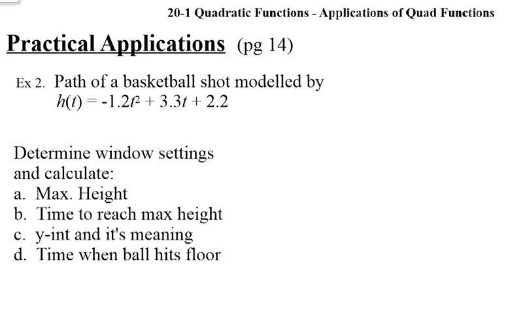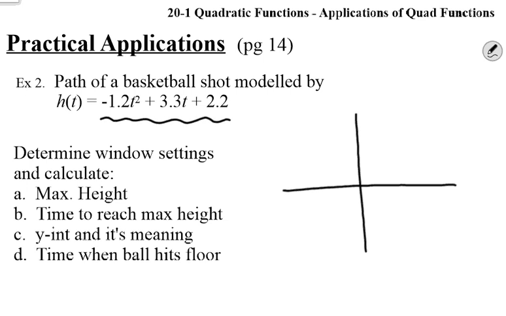We're looking at example number 2. So the path of a basketball shot is modeled by that quadratic function. So we have to have an understanding, first of all, of what the parabola represents. If I have a quadratic function and we graph it, and we're going to, in this case, because the values are kind of ugly, this could be done on the calculator, using the calculator to get your values.